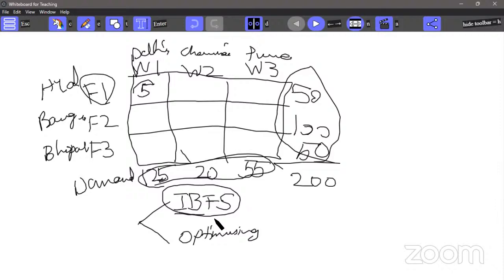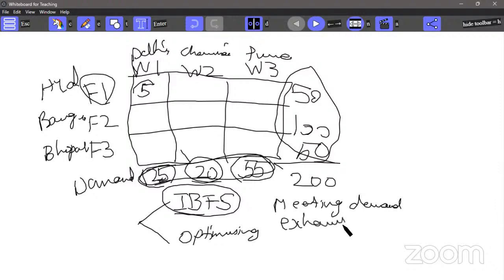Here the practical solution is, yes, I can send from Hyderabad. I am meeting the demand: 125 demand of Delhi, 20 demand of Chennai, 55 demand of Pune, and I'm exhausting the supply. So a feasible solution is one where I'm meeting the total demand. Yes, it is practical, and I'm exhausting the supply. This is the feasible solution, but it may not be the optimal solution.